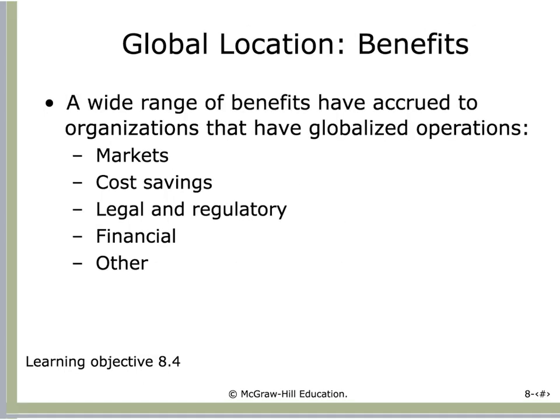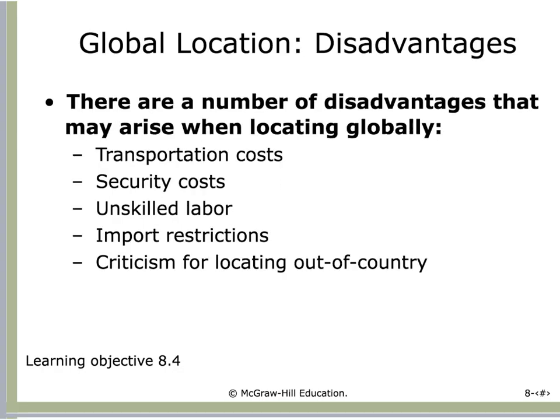Some of the benefits are you have access to markets, cost savings from a labor perspective usually, legal and regulatory, financial, maybe you get a tax break to operate in a particular area. There are a number of disadvantages, of course, such as transportation costs. If you produce in China, you have to import your products back here to the US. You have to wait, on average, anywhere from 4 to 6 weeks to get your products. And if there is a strike on the wharf, then you're in even more trouble.